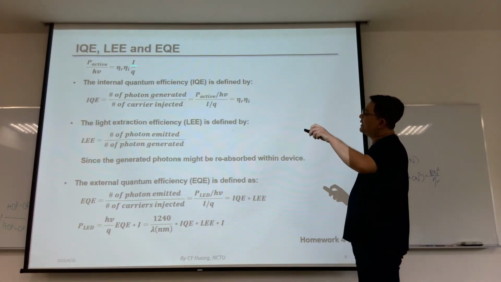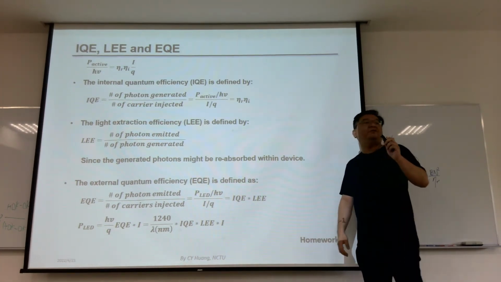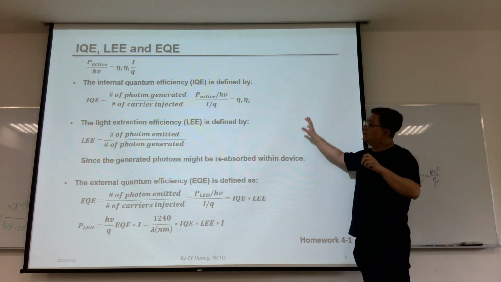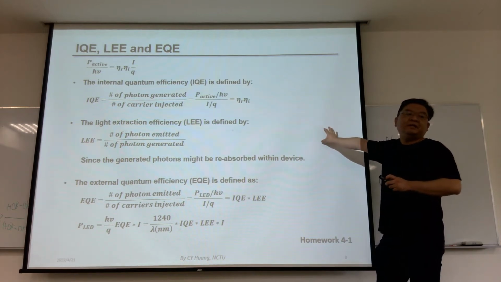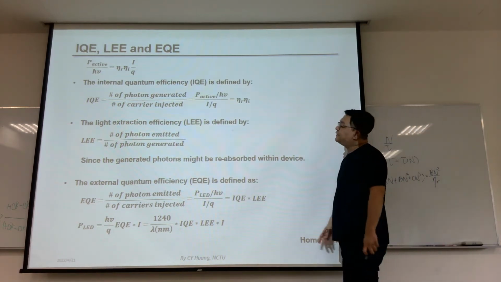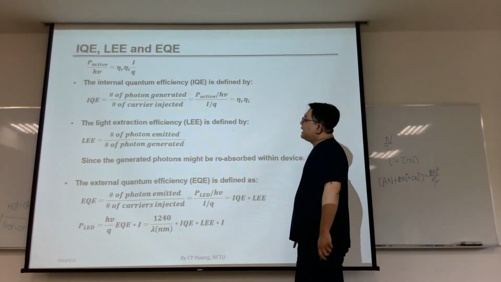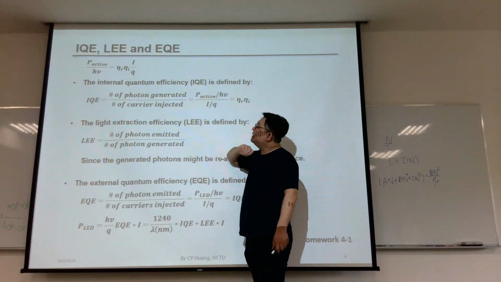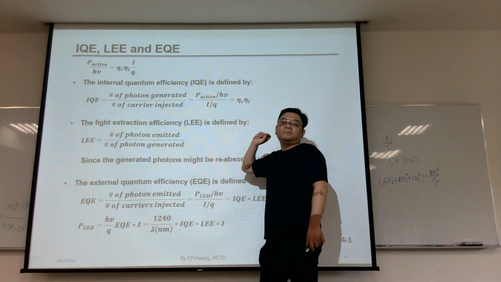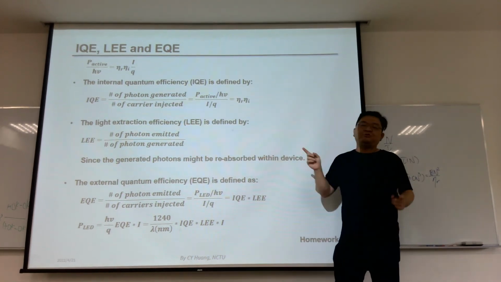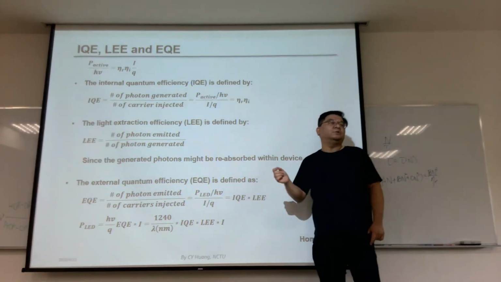the efficiency could be written down like this. Then we can define three different kinds of efficiency, which are often used in evaluating the efficiency of LED. The first is called the internal quantum efficiency, IQE. IQE is the photons generated divided by the carriers injected. That's how many electron pairs will be transformed into photons.